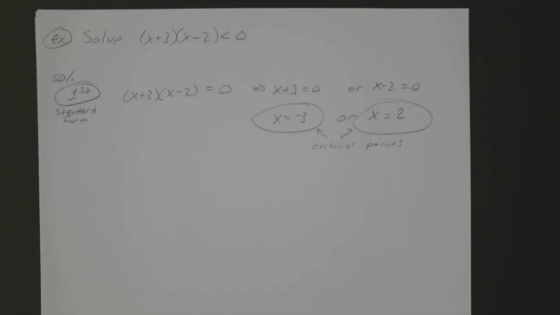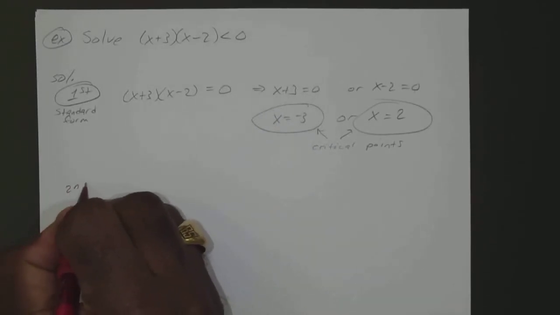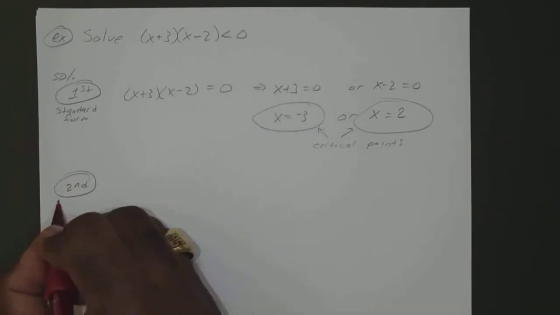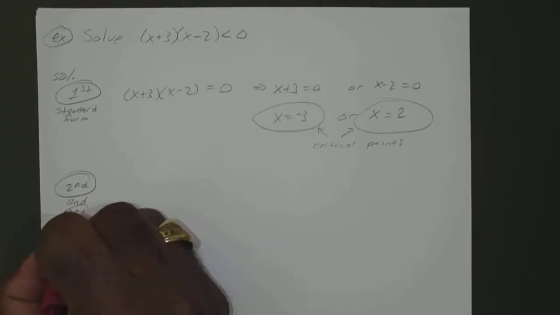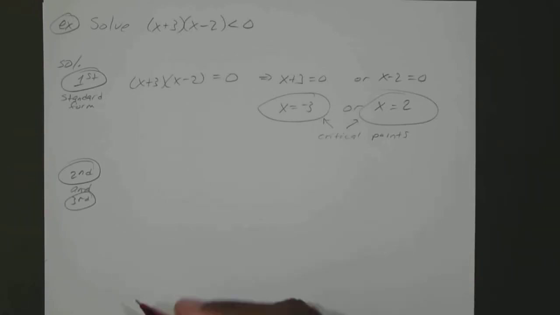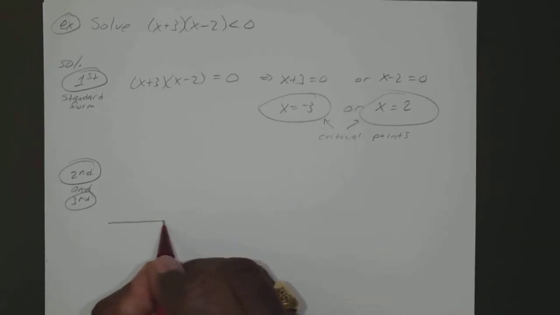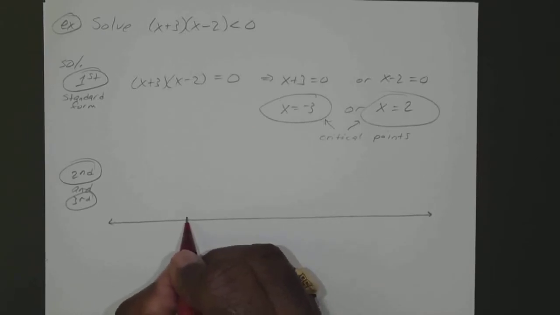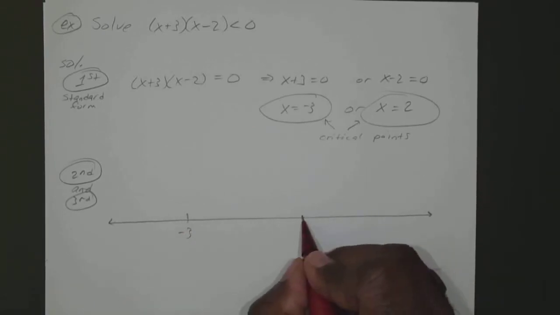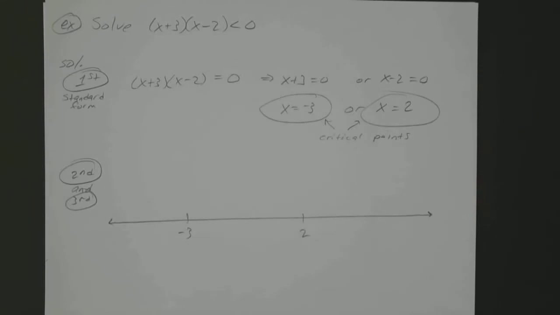Okay, so for your second step, you're going to put your critical points on a number line. I might as well say second and third steps because we're going to do those together. So if we have our second step, you're going to have -3 and 2.